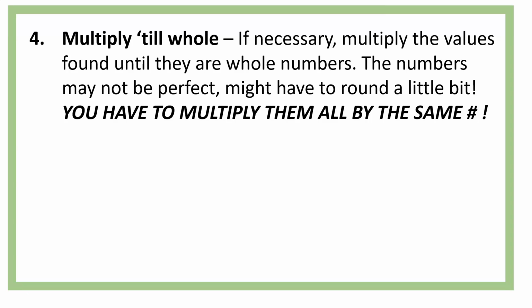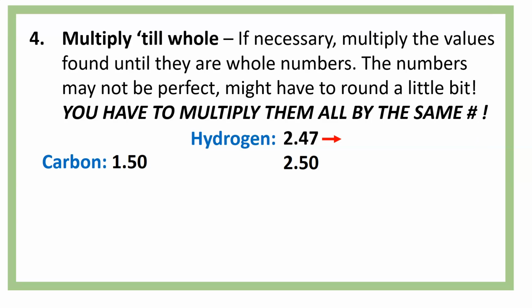The other thing that's hard is that the decimals are not always perfect. Realize that this is all coming from lab data, okay? Lab data is not perfect. So our percentages and things are going to end up not quite perfect. So carbon 1.5, wow, that turned out really good, huh? But look at poor hydrogen. 2.47. You need to have some judgment, and you need to say, you know what? That's close enough to 2.5. Let's just round to 2.5 to make our life easier. Oxygen's already good to go.